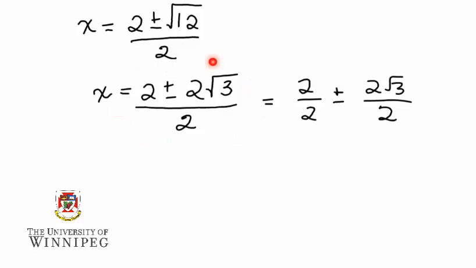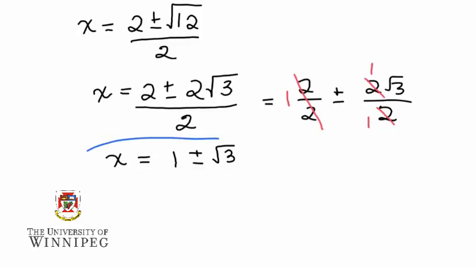This current expression that we have, we can think of it as 2 over 2 plus or minus 2 times root 3 over 2. And from here, we know that 2 over 2 is equal to 1. And these 2's are also going to cancel and leave us with a 1 in the numerator and denominator. So our new value of x is 1 plus or minus square root of 3. These are the two values of x that are going to satisfy our original equation.